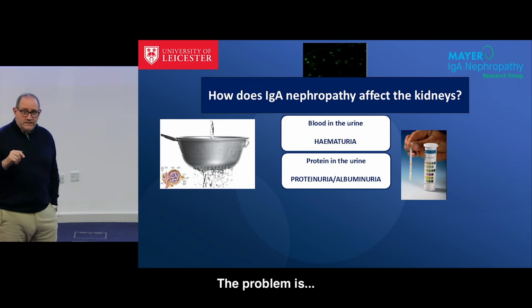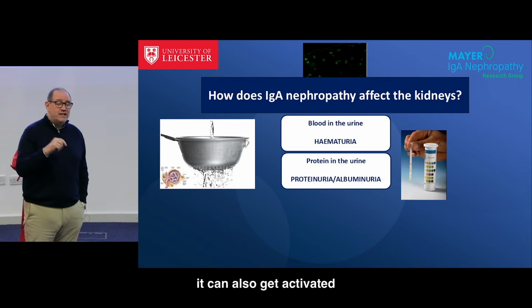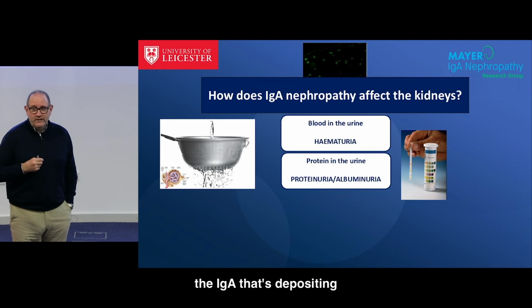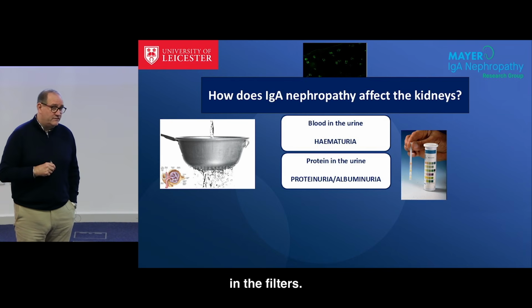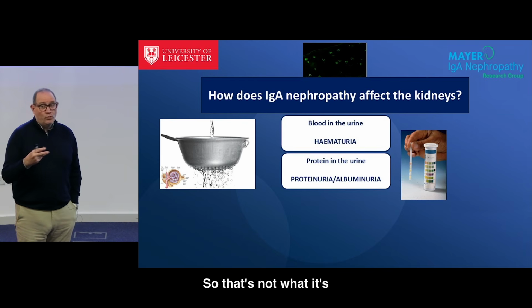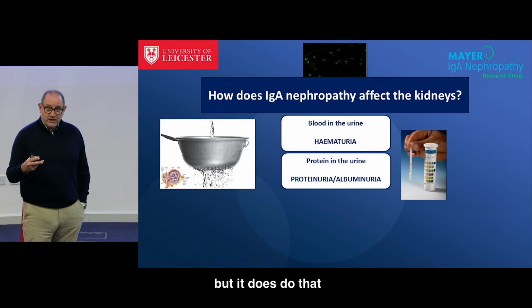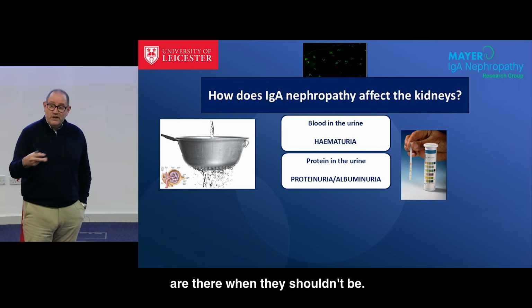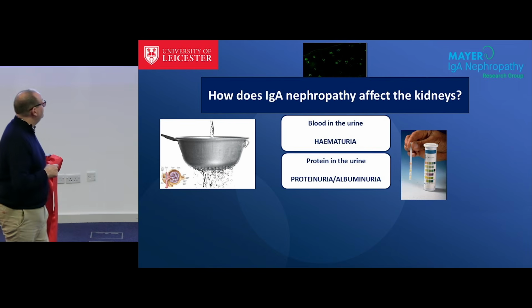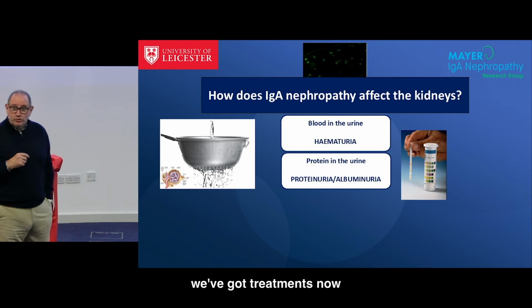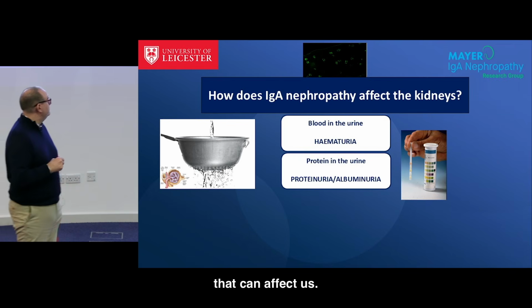The problem is it can also get activated by those clumps of protein, the IgA that's depositing in the filters. So that's not what it's supposed to do, but it does do that because those clumps of protein are there when they shouldn't be. And that's important because we've got treatments now that can affect this.